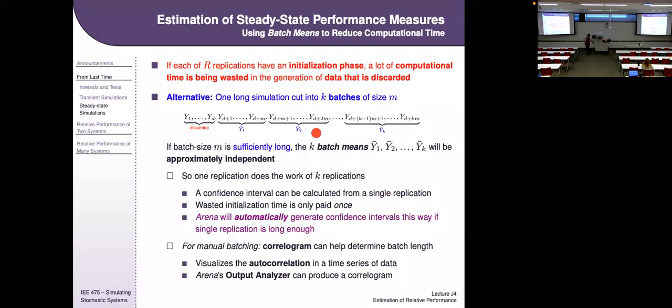So that's a really nice way to generate a lot of data if you're willing to run one giant long replication. But it's dangerous because you might introduce autocorrelation if you're not careful. It might be that this batch predicts the average of the next batch, and so on. So that's what we mean by batches. Any questions about that? And that's what's going on behind the scenes in Arena when you run one rep and it still generates a confidence interval.